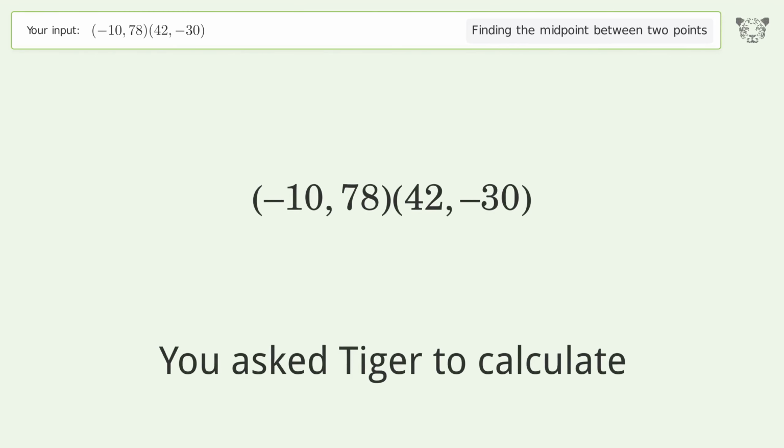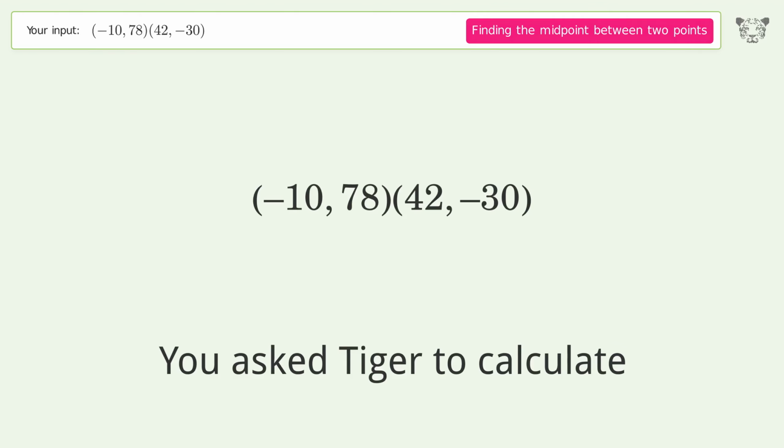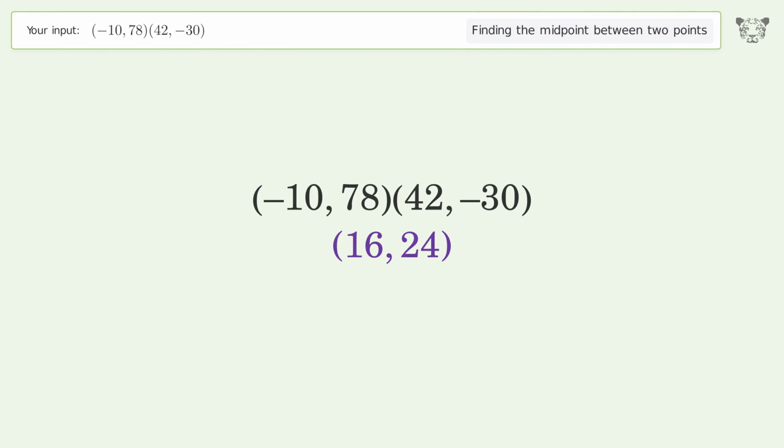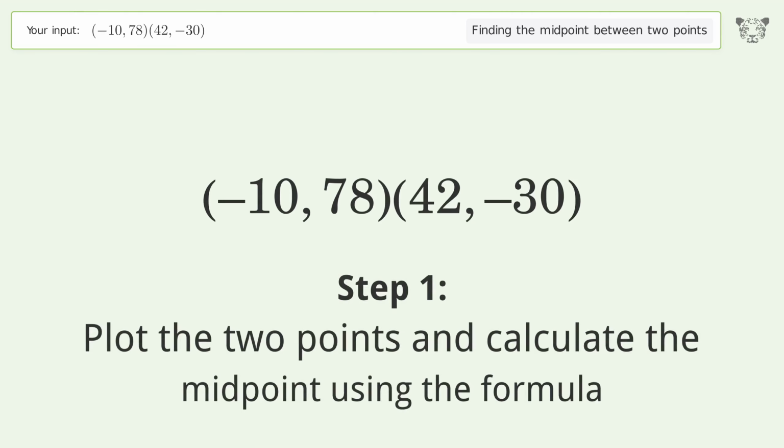You ask Tiger to calculate. This deals with finding the midpoint between 2 points. The midpoint between the 2 points is 16, 24. Let's solve it step by step. Plot the 2 points and calculate the midpoint using the formula.